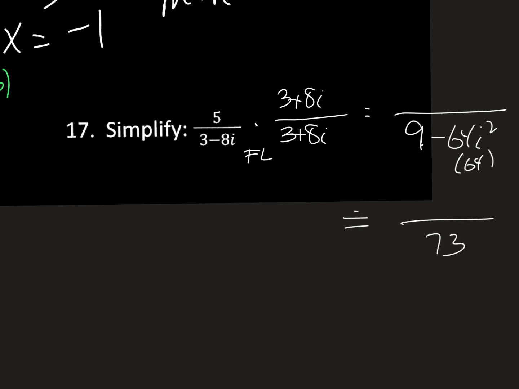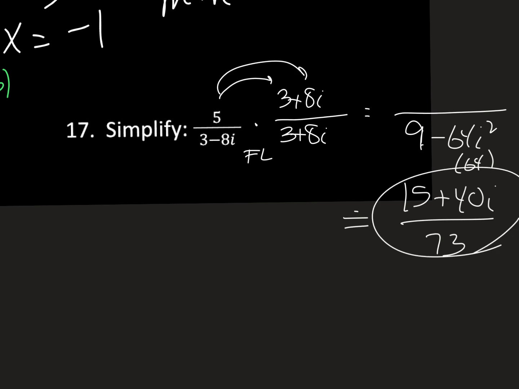There's the bottom. The top, I'm just going to distribute. 5 times 3 is 15. 5 times 8i is 40i. And you know what? It's done.